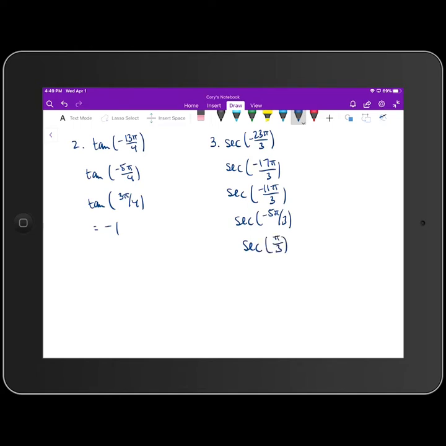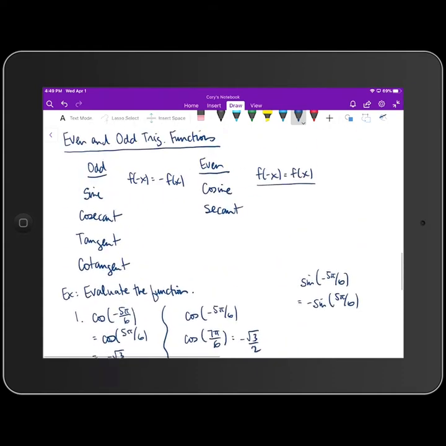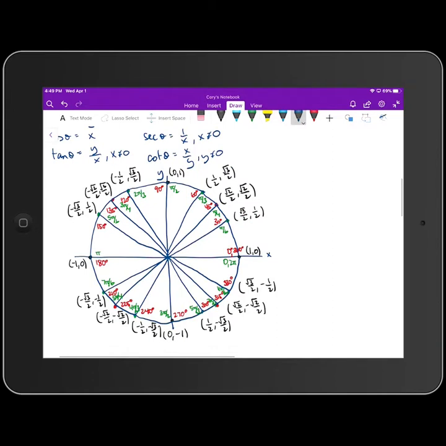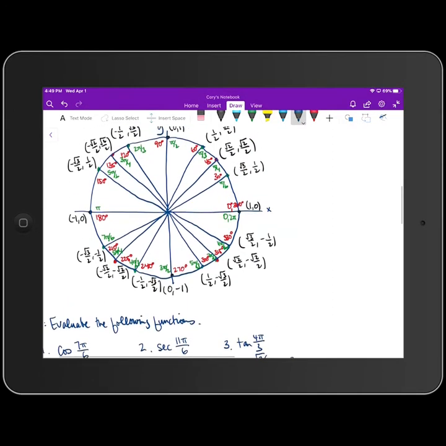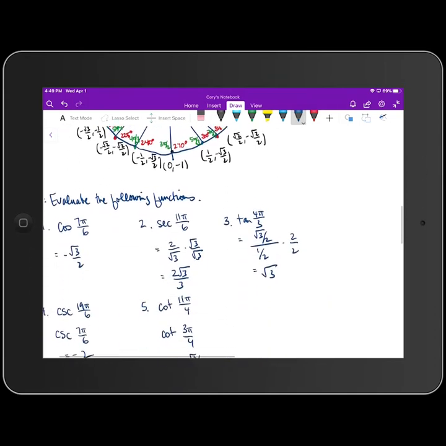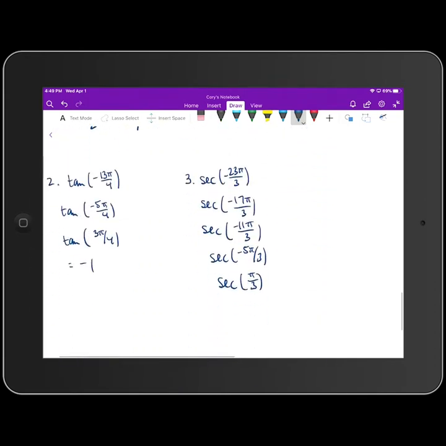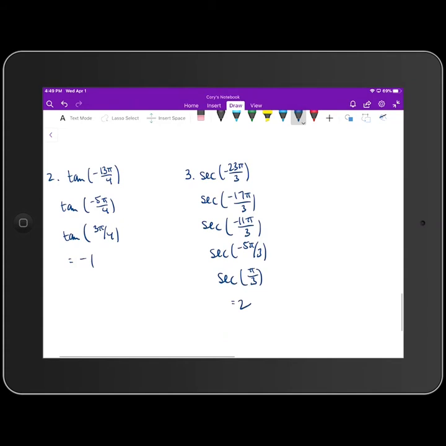So our angle is now between 0 and 2 pi. So we go over to pi over 3. That is the angle in quadrant 1. Secant is going to be the reciprocal of the x-coordinate. So the reciprocal of the x-coordinate 1/2 is going to be 2. So the secant of pi over 3 is 2, which makes the original secant equal 2 as well.